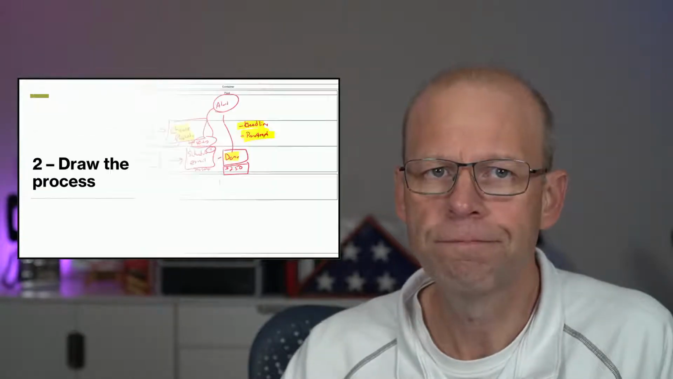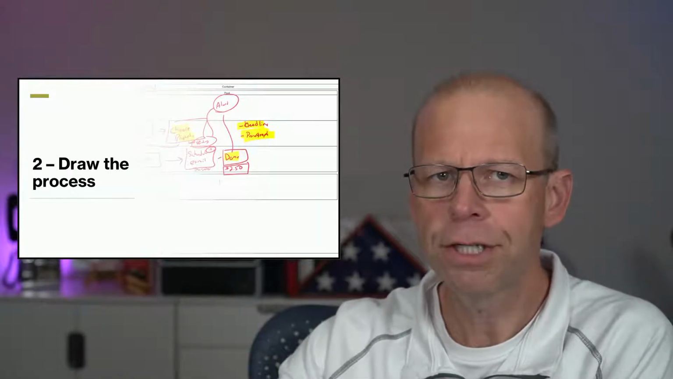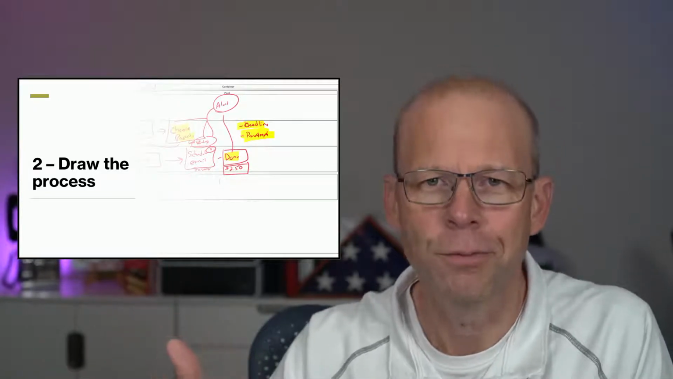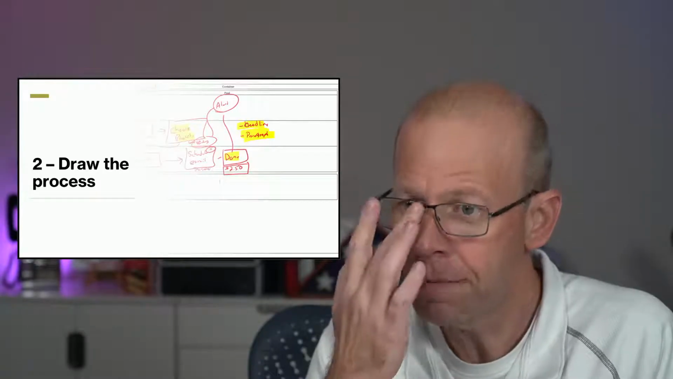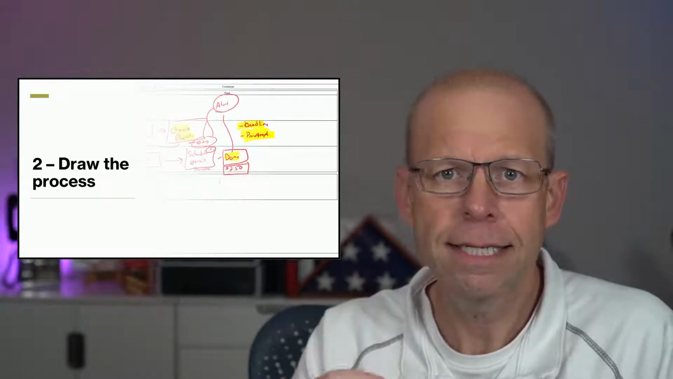Step number 2, I'm going to skip over that one, because it's just a workbook, and I'm not going to do the workbook tonight. Step number 2 is to draw out the process. What do I mean by that? What I mean is sit down with swim lanes.